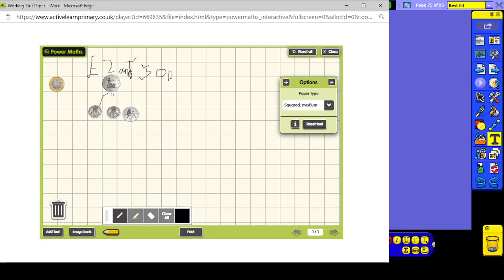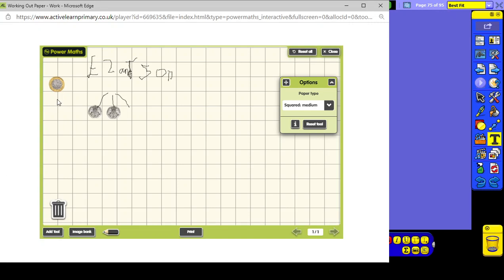So 50p is the same as 20, 30, 40, 50p, okay? So now can I take my 10p away? Well, of course I can. I've got a 10p piece there, so I'm going to pop that in the bin. And I'm going to get rid of that 50p because I exchanged that for the 2 20s and a 10, didn't I? So how much money has Sophia got left now?